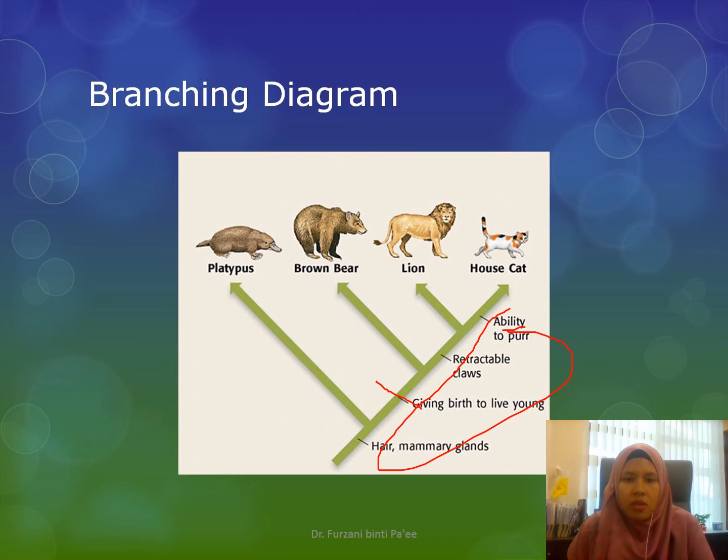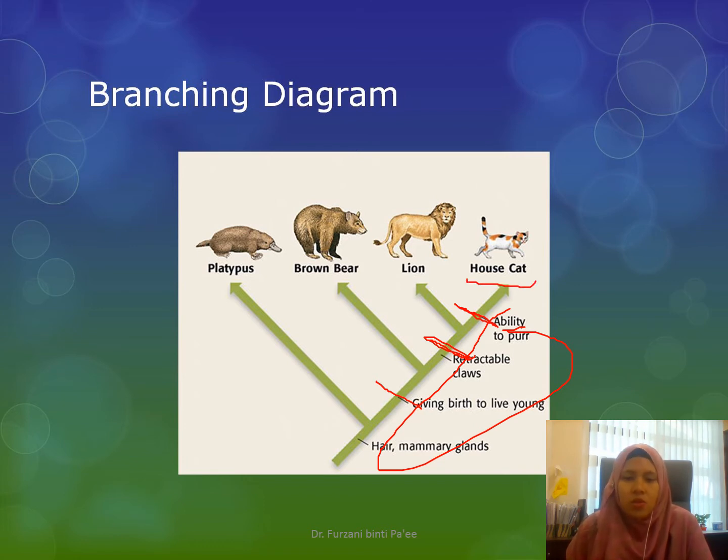So meaning it is only narrowing down. Okay, so to the brown bear, lion, and house cat, but it's not the platypus. And then starting from here, it must have retractable claws. So in this case, narrowing down into lion and house cat. And from this point is the ability to purr. So it's only the house cat.